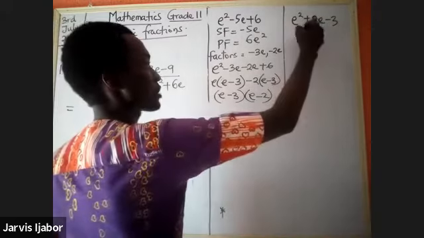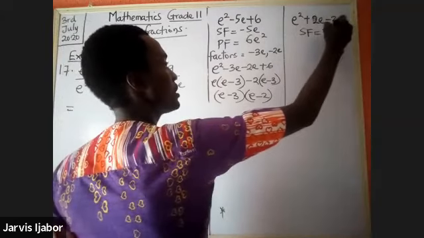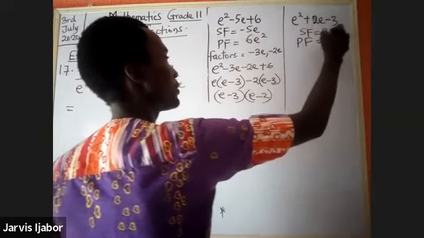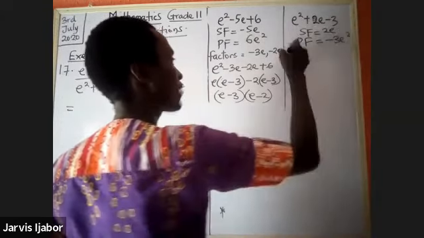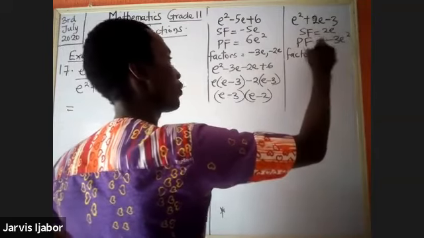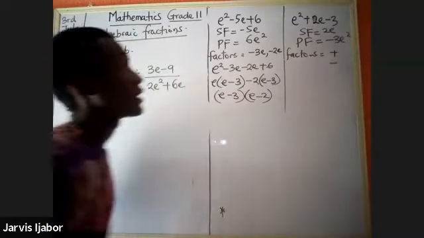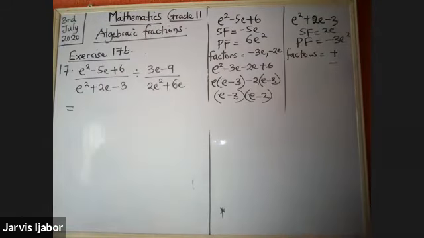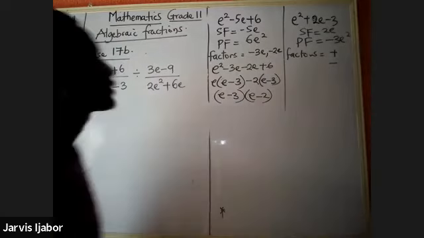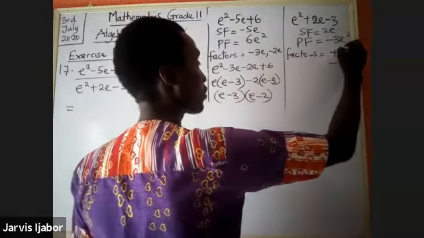Now, sum of factors here will be 2e. Product of factors here will be negative 3e squared. So factors will now be 1 positive and 1 negative. Now, because the product is negative and the sum is positive, we expect the negative to be smaller.